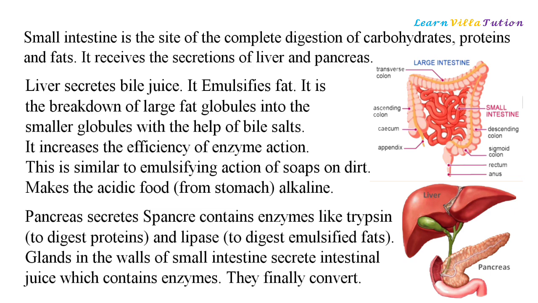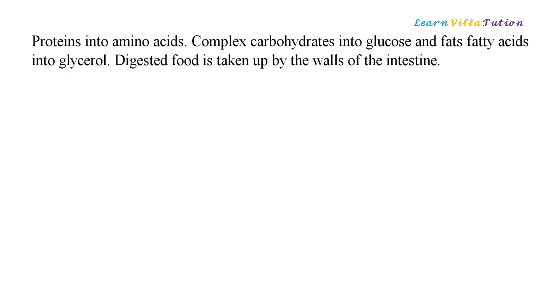Glands in the walls of the small intestine secrete intestinal juice which contains enzymes. They finally convert proteins into amino acids, complex carbohydrates into glucose, and fats into fatty acids and glycerol. Digested food is taken up by the walls of the intestine.